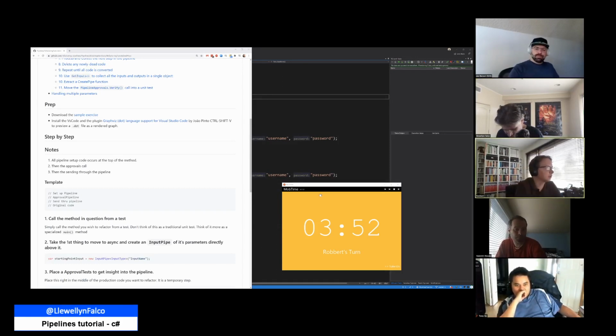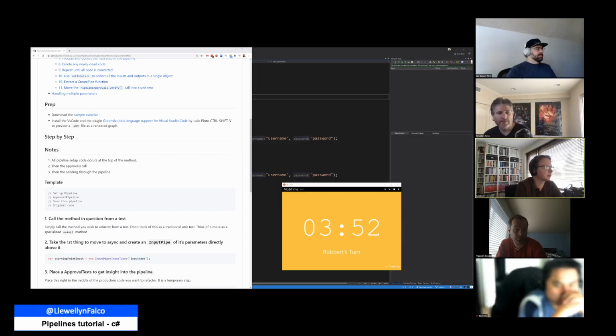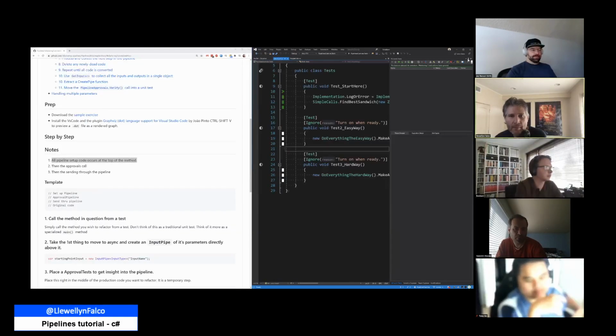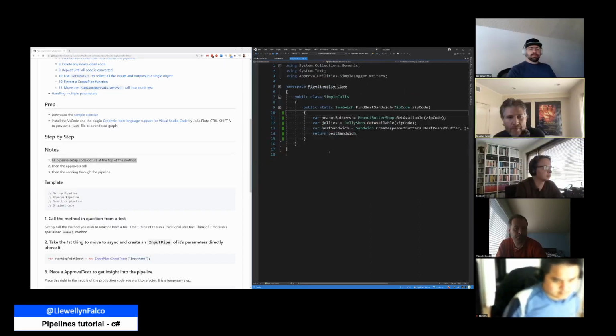So let's read this until we understand sufficient for doing some stuff. Have we done the prep, Jay? Yep. Did we import the NuGet, the pipeline NuGet? Yep. Okay.